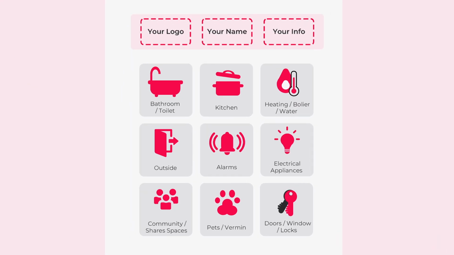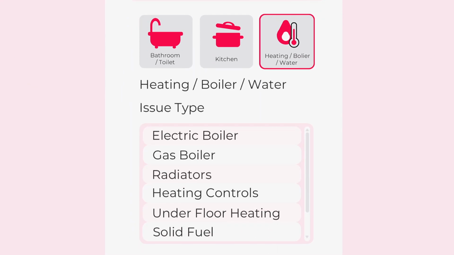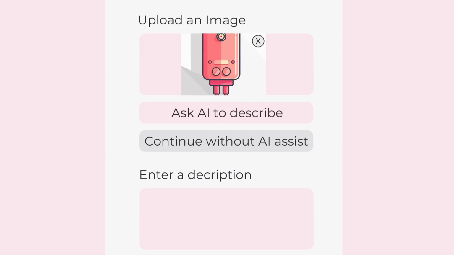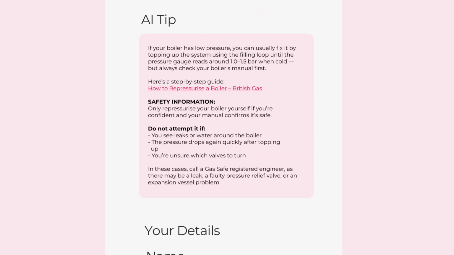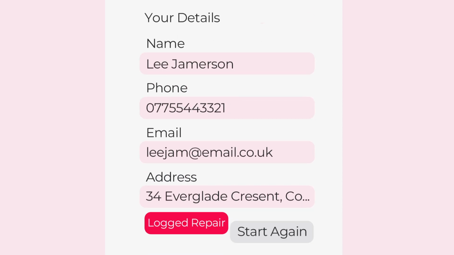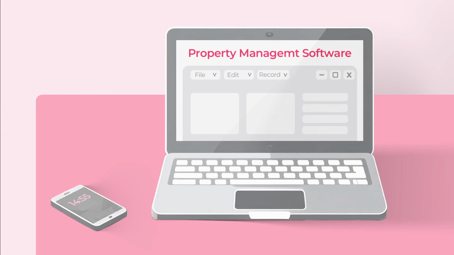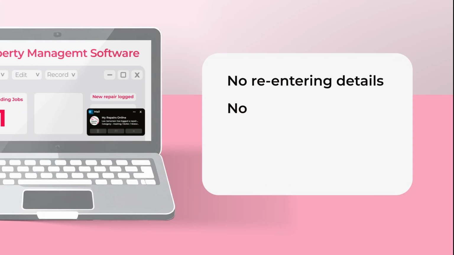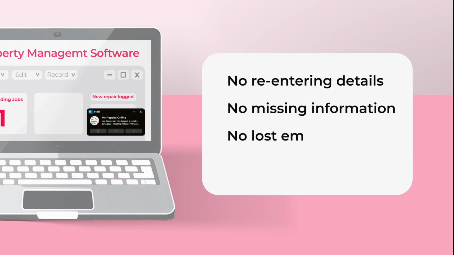Each request guides tenants through a structured form with issue types and photos to improve the quality of submissions. My Repairs Online even has AI assistants to help tenants describe the problem, and in some cases can even help them fix minor issues themselves. The best part? Every request flows directly into your property management software. No re-entering details, no missing information, and no lost emails.